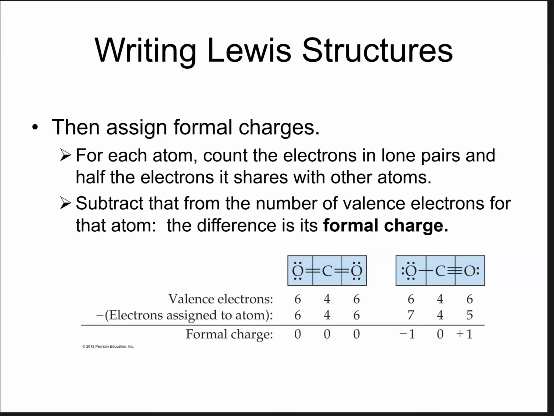In one case we have a formal charge of 0 on oxygen, and in another case we have two formal charges, -1 and +1. The best Lewis structure is the structure that has the fewest atoms with a formal charge. In this case, the carbon dioxide structure on the left is the best and correct Lewis structure because it has the greatest number of atoms with no formal charge.